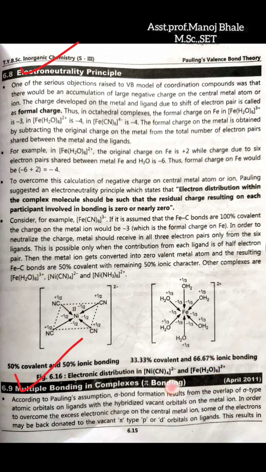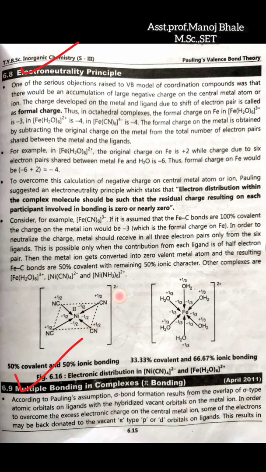Next is multiple bonding in the complex, that is pi bonding. This is a very important point. Now what is multiple bonding? Generally multiple bonding is present if there is back bonding. Generally the metal and ligand have a sigma bond, which is formed because of the donation of electrons from the ligand to the metal.